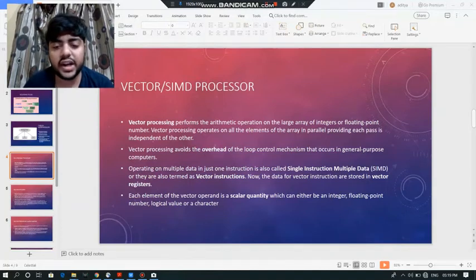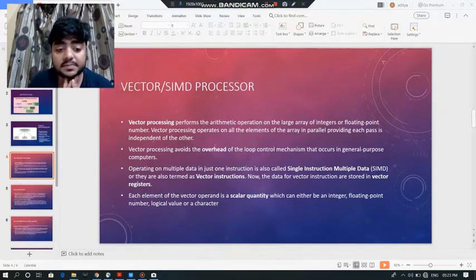Vector processing avoids the overhead of loop control mechanism which occurs in general purpose computers. Overhead means the wastage of computing time. In general purpose computers, the overhead is caused due to the repeated calling of the same function, whereas in vector processing the vector is processed at a single time, where each element can be considered as a single instruction set of a general purpose computer, thereby reducing a lot of overhead time in the system.